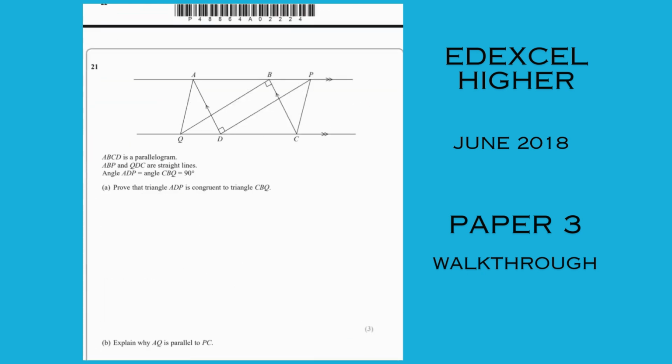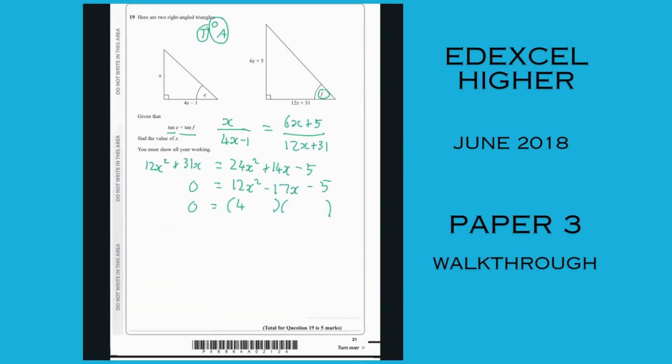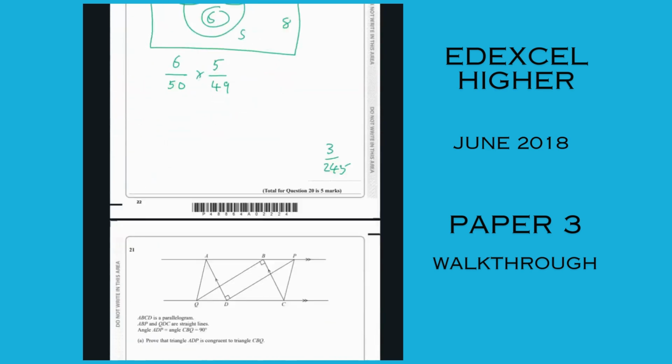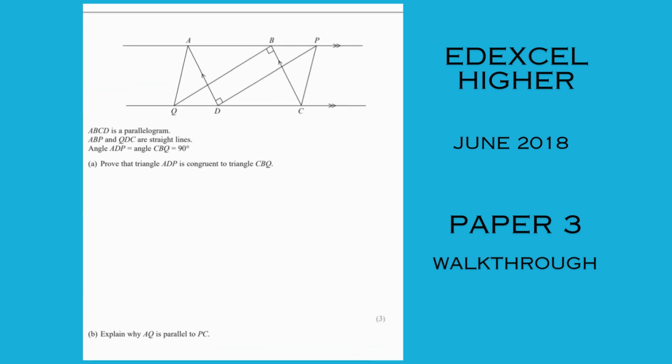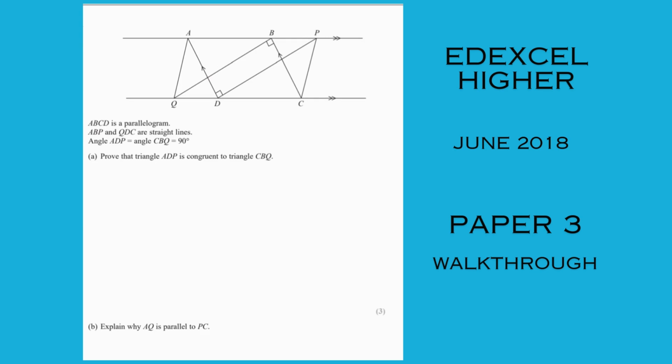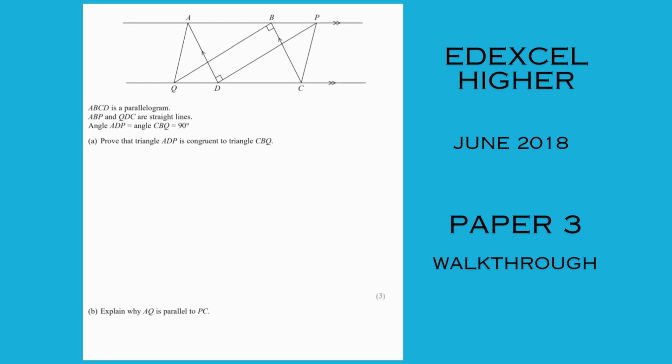Number 21, prove that they are, oh, here we go again, me and technology. For number 21, I've again written them all out in full on my worked answers. So here I'm just going to read through them. Prove that those 2 triangles are congruent.